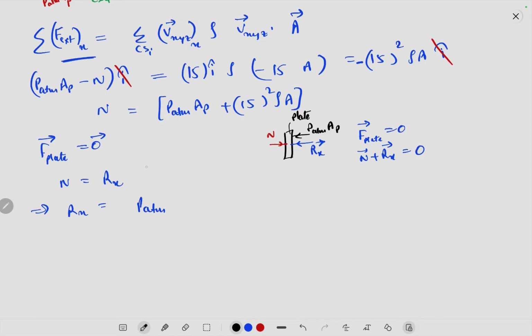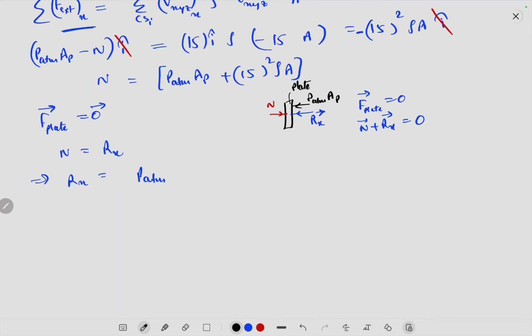Although while deriving these kind of problems we forget about the atmospheric pressure, the correct answer is only when you consider this atmospheric pressure. So don't make mistakes like these. So N is equal to Rx plus P atmosphere times AP. So this Rx will be N minus P atmospheric times AP.